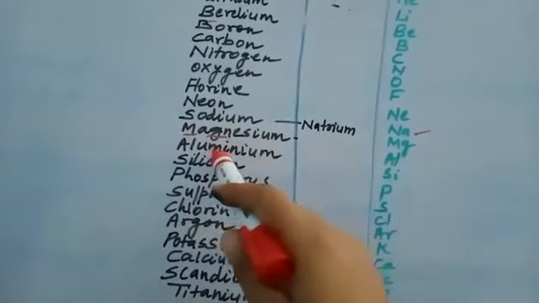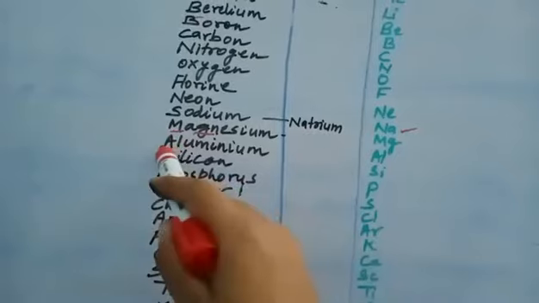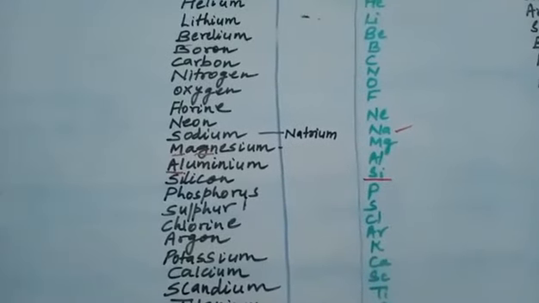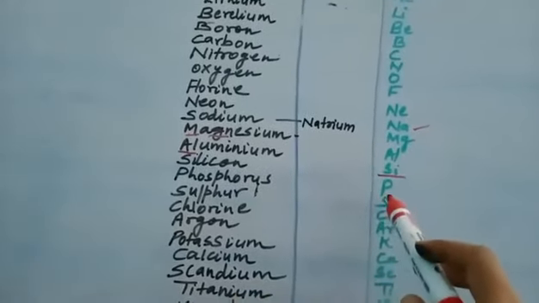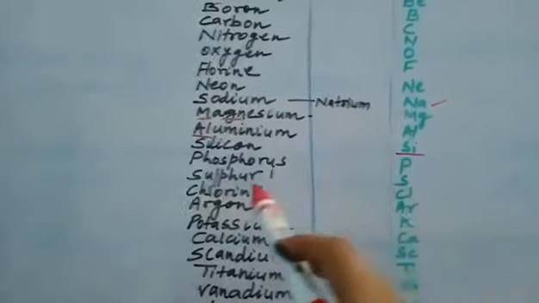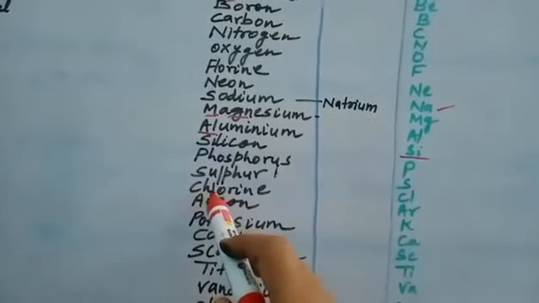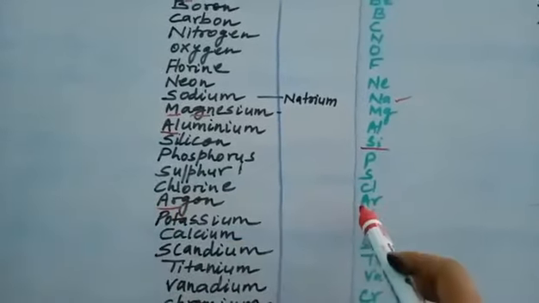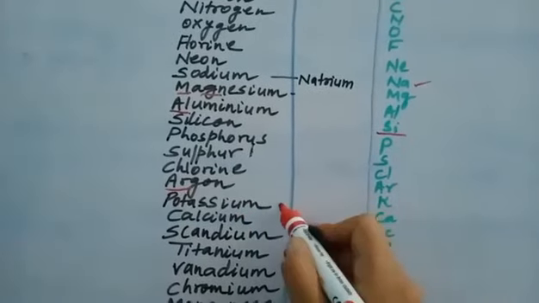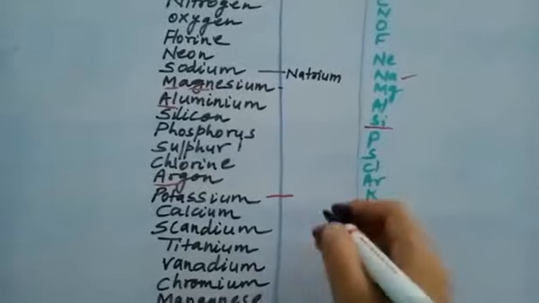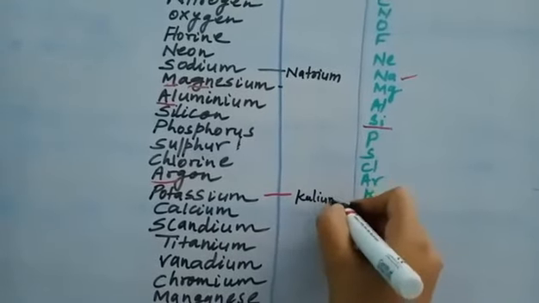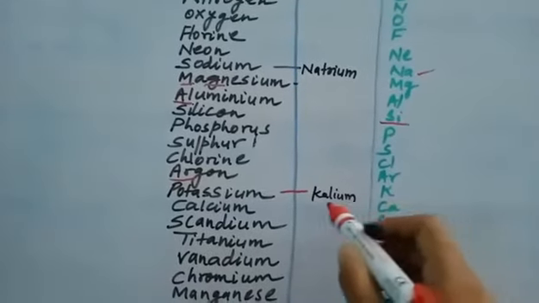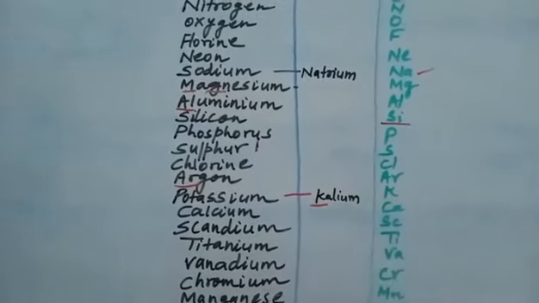Then you have aluminium, Al, first two letters. Then silicon, Si, first two letters, where the first is capital and the second one is small. Then phosphorus, its chemical symbol is capital P. Then sulfur, capital S. Chlorine, capital C and small l. Then argon is Ar, first two letters, capital A and small r. Potassium is taken from the Greek word called kalium, so the symbol here is K, you can see.